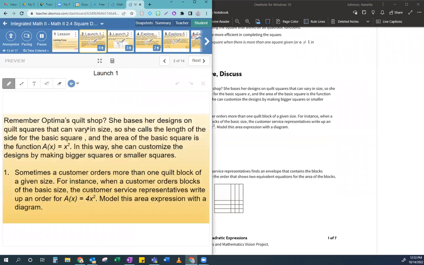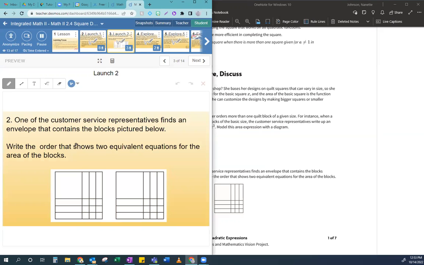So remember Optima's quilt shop? That was from the last one. She bases her designs on quilt squares that can vary in size. And so she calls the length of the side of the basic square x, and the area of the basic square is x squared. Remember that? So in this way, she can customize designs by making bigger squares or smaller squares. So sometimes a customer orders more than one quilt block of a given size. For example, when a customer orders 4 blocks of the basic size, the customer representative writes 4x squared, which makes sense, right? Because there's 4 of them, right? So nothing to be written here, just information.